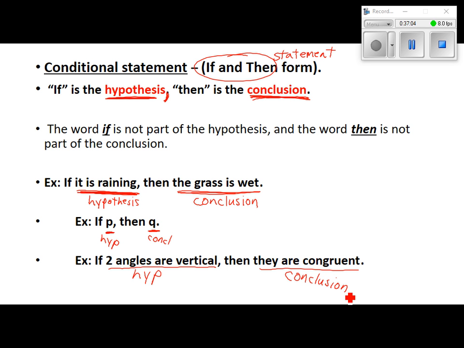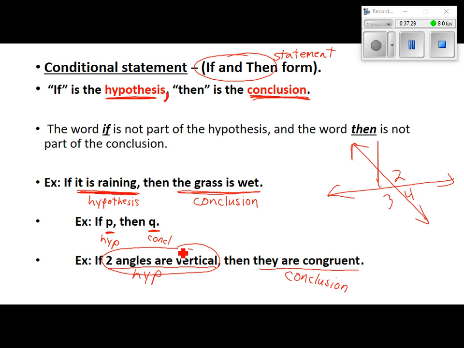False. So if we've got two vertical angles, anybody remember what vertical angles are? If I draw this picture, that's supposed to be a 1. Which angles are vertical? 1 and 4, and 3 and 2, are vertical angles. What do you know about vertical angles? They're always congruent to each other, right? So if they tell us that we have two vertical angles, do we then know that those two angles have to be congruent to each other? Yes. So is this a true or false statement?